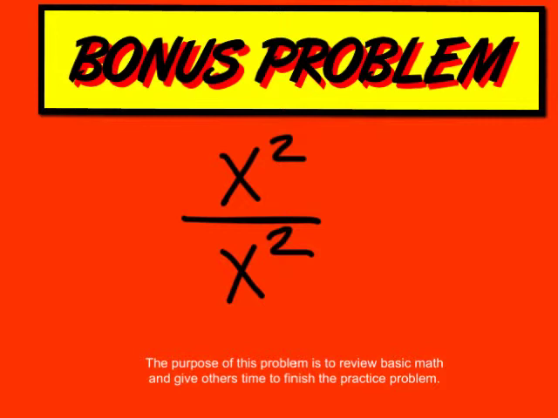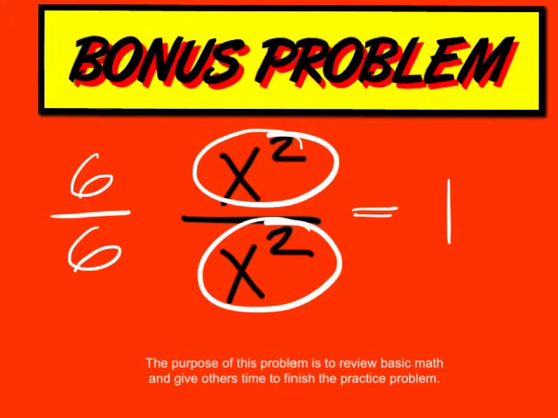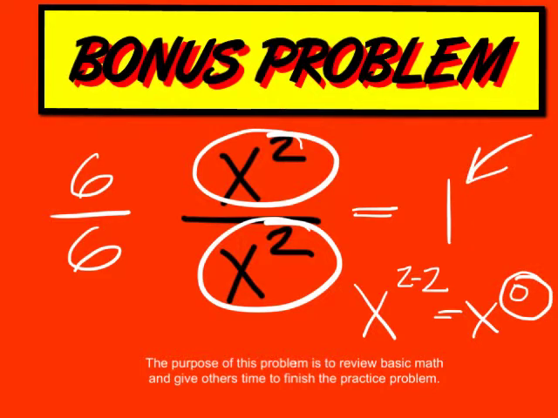The solution to the bonus problem, think of it like this. What if I had 6 over 6? What's the answer? 1. Anything over itself is 1. If you do the division rule for the exponents, you would have to subtract the 2's. So we just can put x to the second minus 2. 2 minus 2 is 0. x to the 0 power is what you end up with, but anything to the 0 power is always 1.